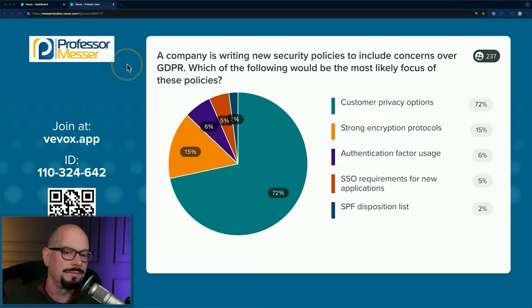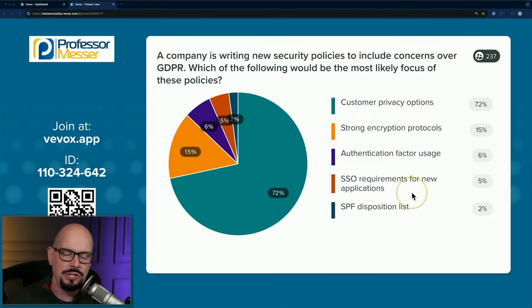Now, GDPR itself does not have any specific or detailed mandates regarding what type of protocols you would use to encrypt information, much less which ones would be stronger or weaker than another. Obviously, that's something you have to be concerned about in the world of security, but it's not a primary focus of GDPR. We have authentication factor usage. 6% of you chose that one. Authentication factors would be things like something you know, somewhere you are, something you have. Those types of factors can be very useful during the authentication process to really check to see if you are who you say you are, but that's not part of GDPR. That's just something you would use during a well-designed authentication function.